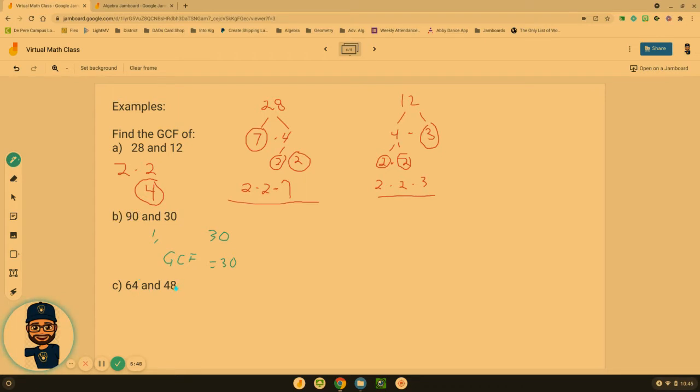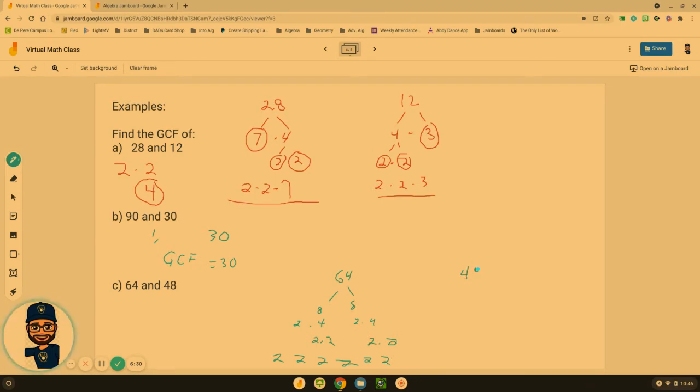64 and 48, well, that's a little bit trickier. And so what we might want to do is just list out all of the possibilities here. I'm going to just do one more factor tree just so we can practice it. 64 is 8 times 8. But 8 times 8 is 2 times 4. 4 is 2 times 2. This 8 is 2 times 4. That 4 is 2 times 2. So all of these 2's, there's 6 of them. So there's 6 2's. All right, let's check and see.